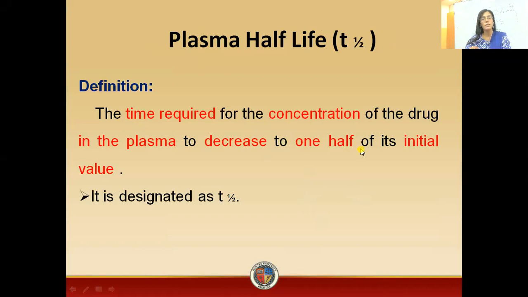of its initial value. So whenever you define plasma half-life, it means you are talking about the time, and this is the time which is required for the drug concentration in the plasma to reduce to half, to reduce to 50% of the initial value. This plasma half-life is abbreviated as T-half, as represented in this slide.